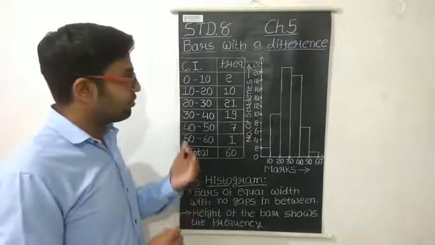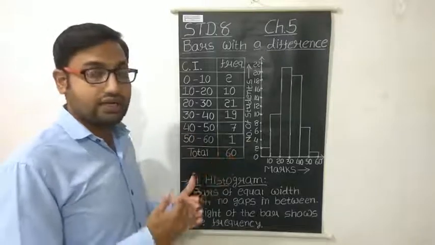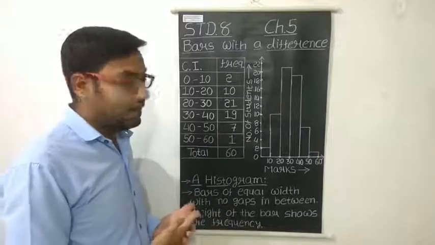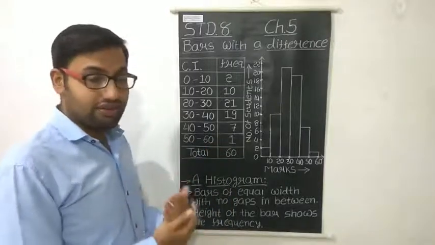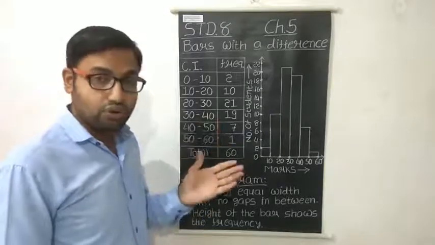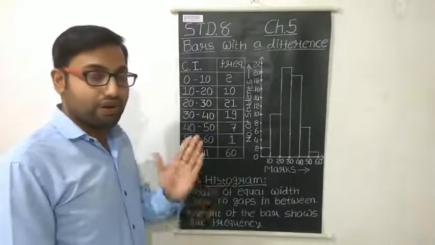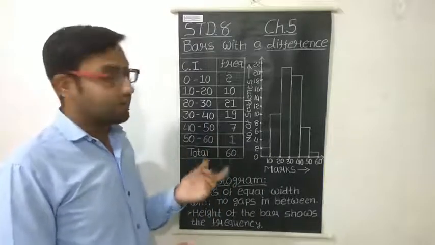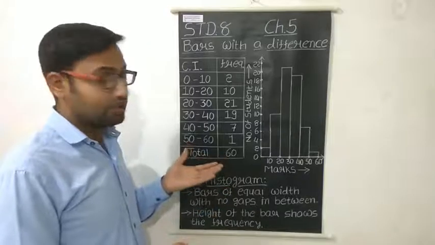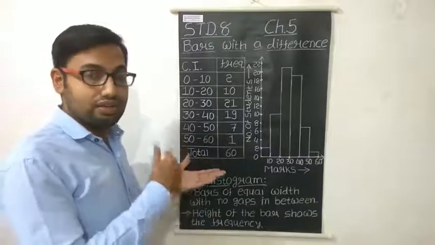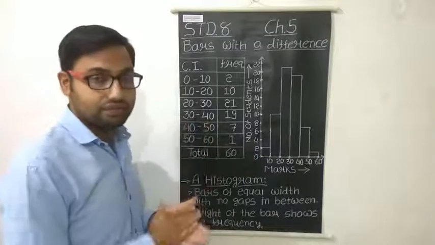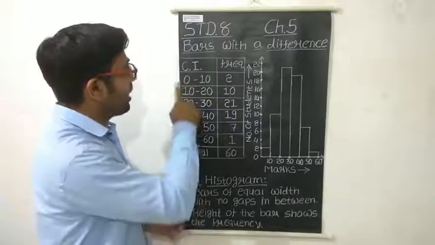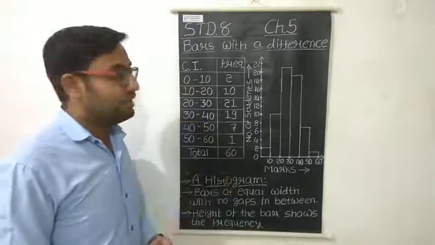First we studied how we can distribute the data using the frequency distribution table, right? And then we studied that whenever the amount of data is large, we cannot use the simple frequency distribution table. At that time we have to use the class. Using the class we distribute the data using class and frequency, right? So now there is another method, that is bars with a difference. And what is that? Let us study.